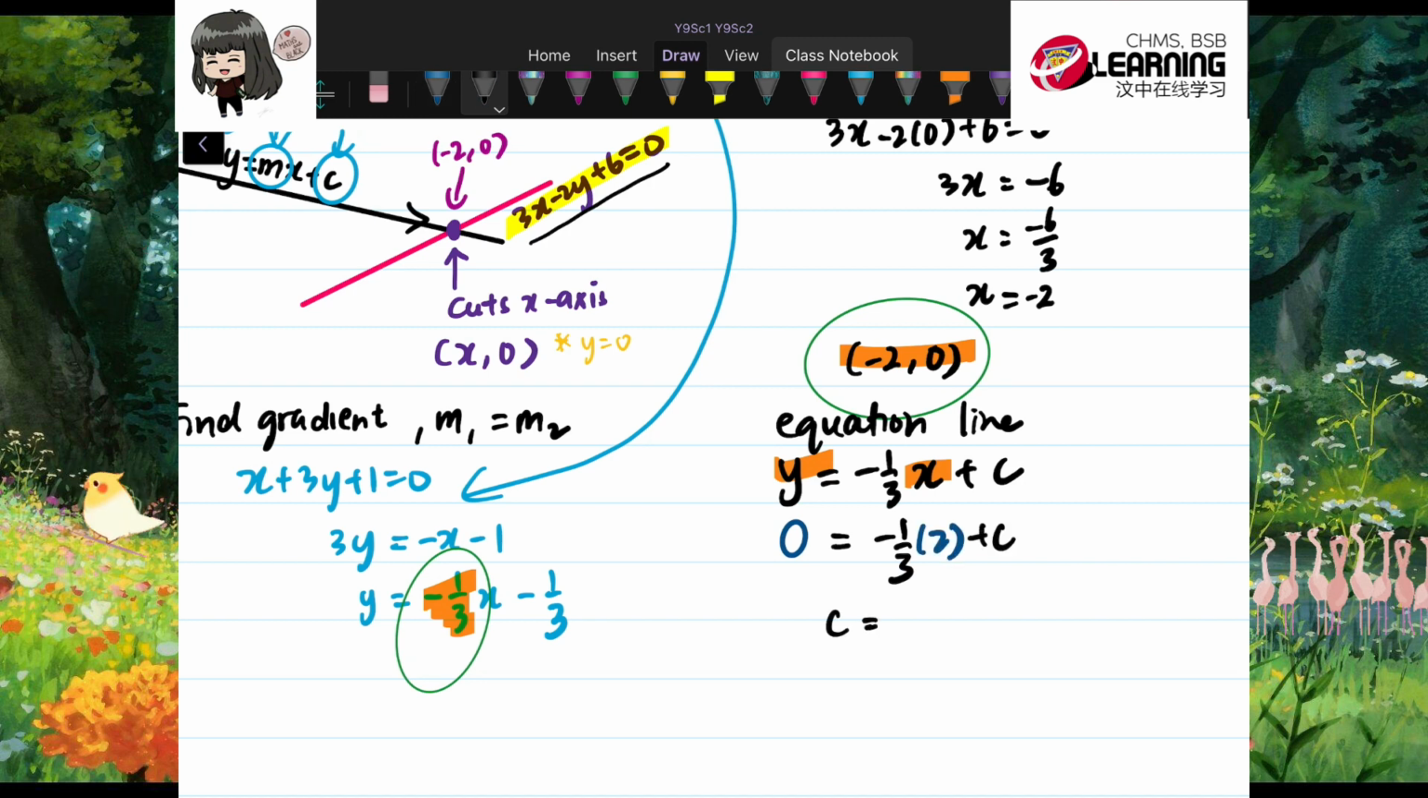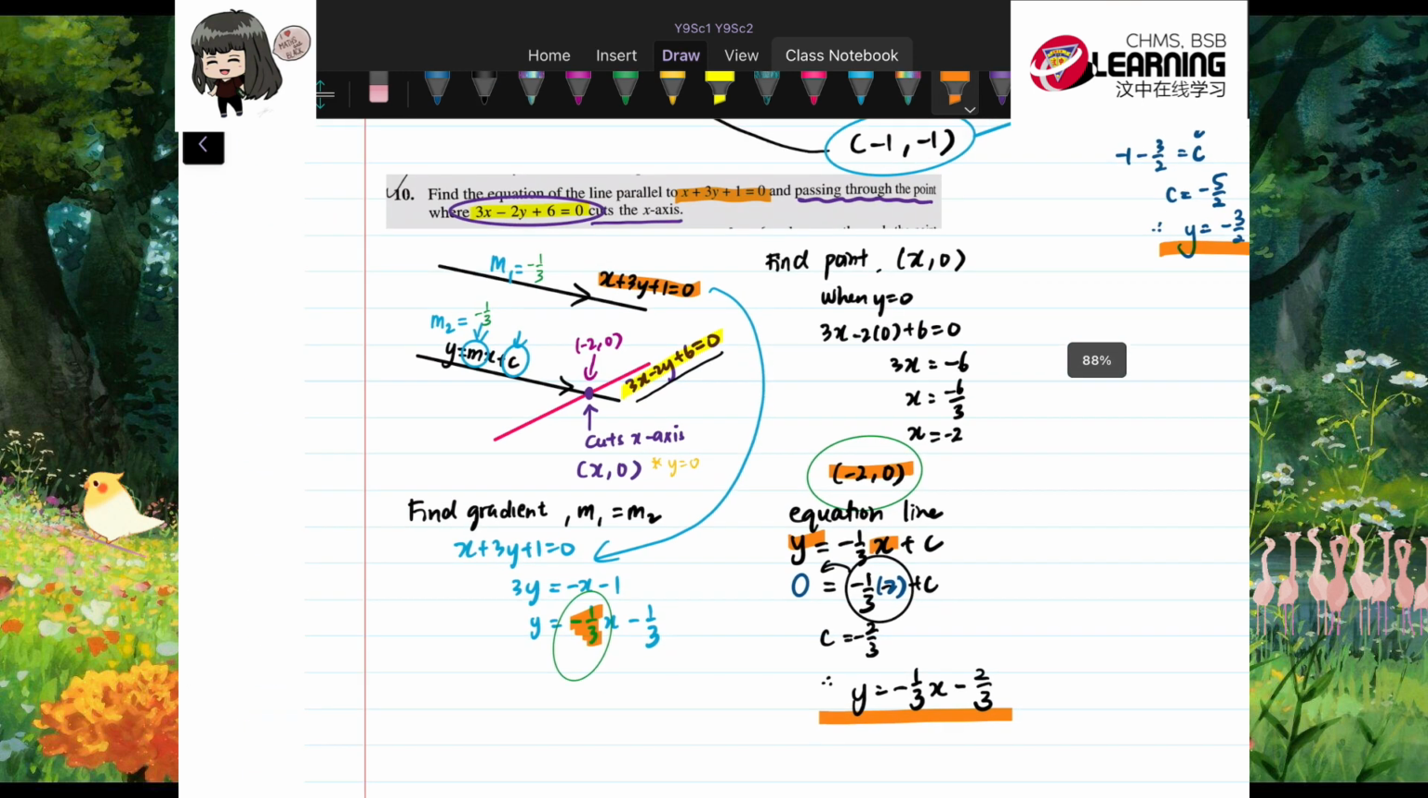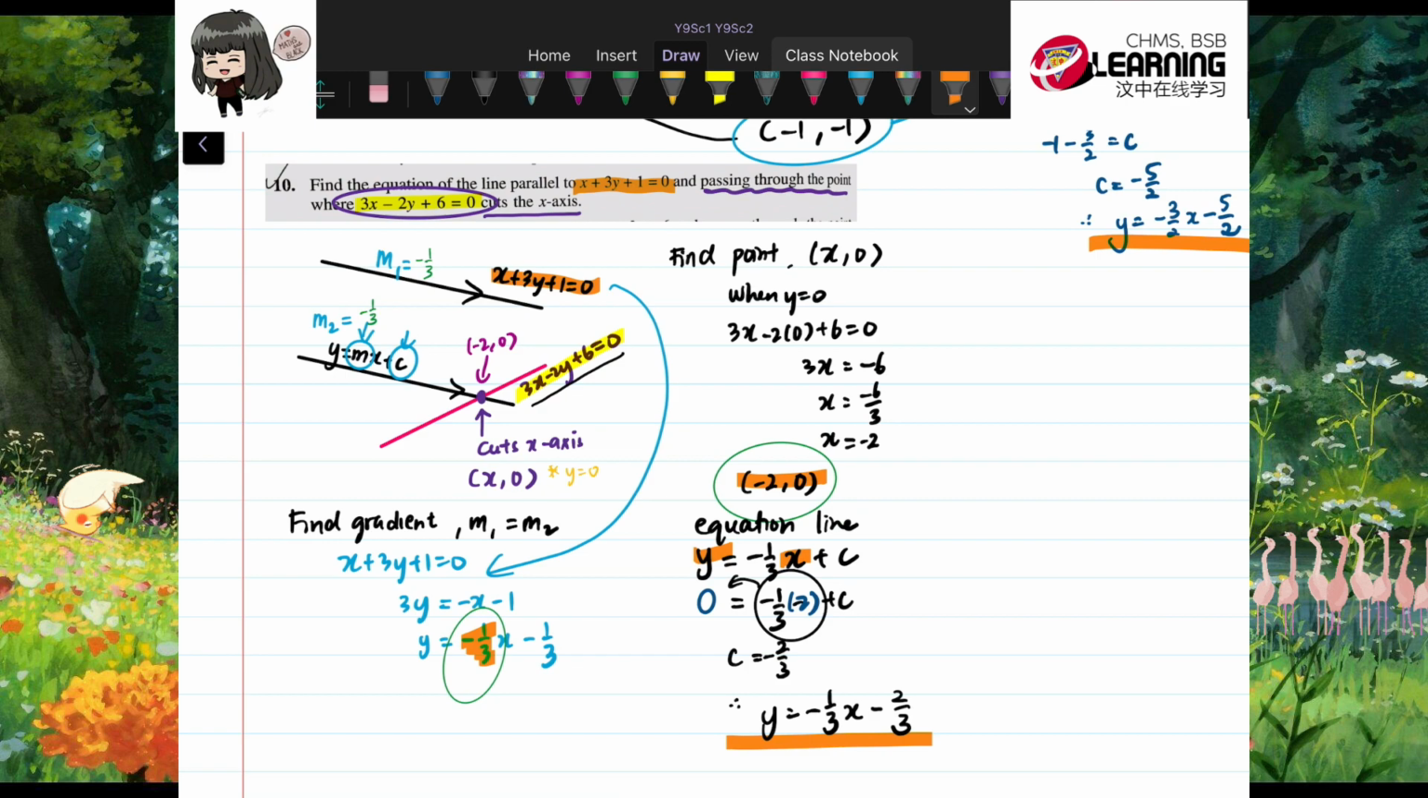So my c is 2 over 3. Yeah, okay. So negative 2 over 3, because I moved to the other side already, the whole thing here will become negative. So y equals negative 1 over 3 x minus 2 over 3. That's the answer for question 10. Okay?